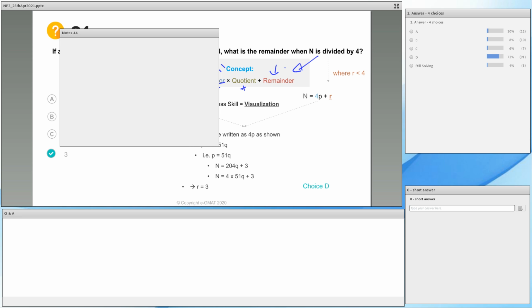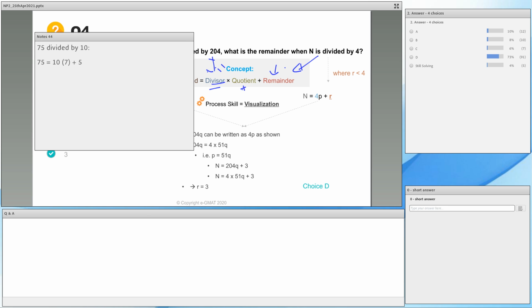Let's say you want to write 75 divided by 10. You want to translate this information into this equation in this format. If you're dividing 75 by 10, you should be able to figure out that 75 is the number, the divisor is 10, the quotient in this case is what? 7. And what is the remainder? 5. Any number you see, you should be able to do this. X divided by y, you should be able to write it in this format. Everybody with me so far?